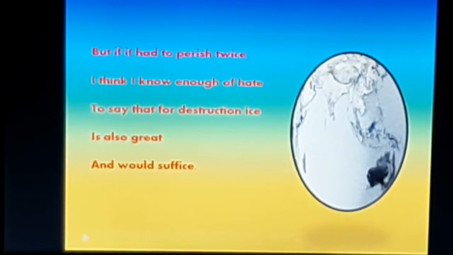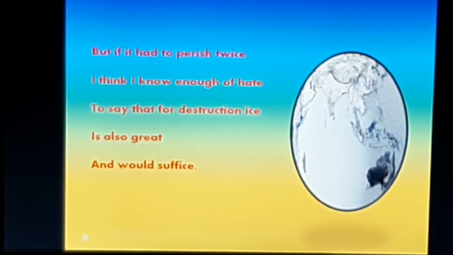Second paragraph. But if it had to perish twice, perish means to end, to finish. I think I know enough of hate to say that for destruction, ice is also great and would suffice. Suffice means it is sufficient.